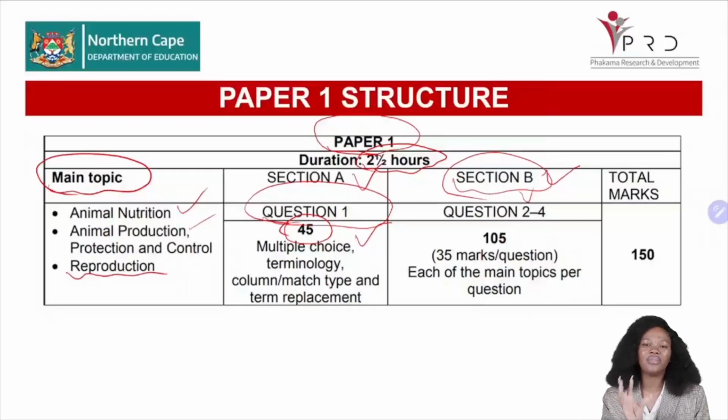So these are the topics that form part of your paper 1 that you will be writing this June in preparation for the final examination. Now let us move on to our animal nutrition revision based on the types of feed.